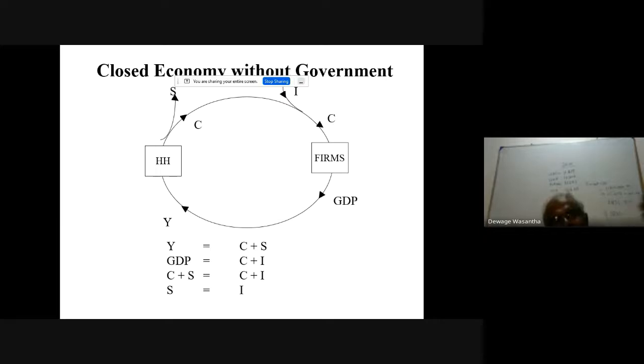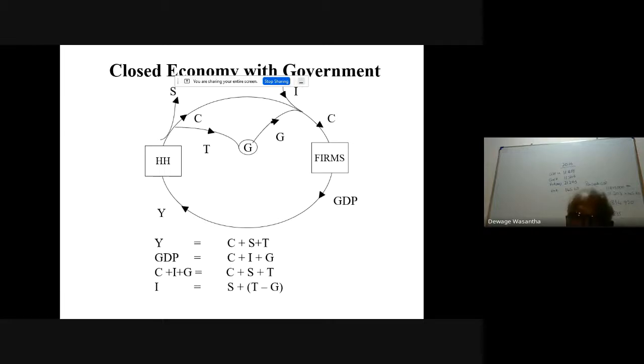Investments are financed using household savings. S equals I. In this model, very simple. In the closed economy, S equals I. Firms invest using household savings. That's all. If households save more, you have more funds to invest.